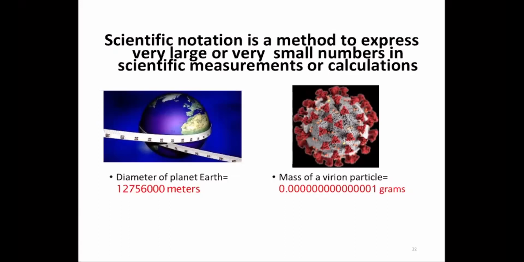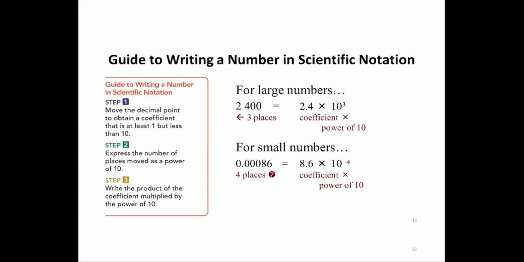And there's like 14 zeros here, grams. So we have to find a way to write these values in scientific notation. So this is how we write scientific notation.